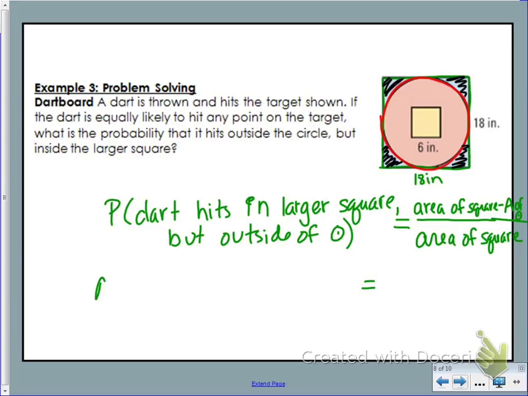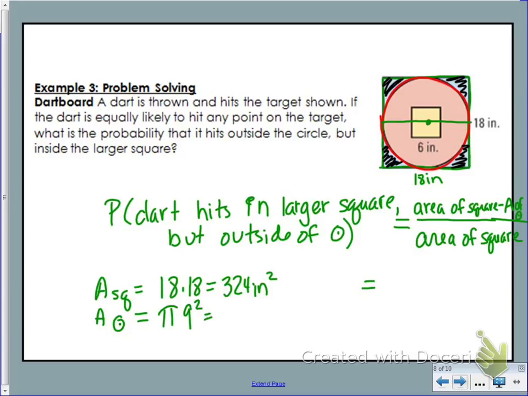So I'm just going to go over here and calculate the areas separately. The area of the square then is equal to 324 inches squared. We also need the area of the circle. So we're going to use pi r squared. In this case, the radius of the circle is going to be half the diameter. Well, the diameter is 18, so the radius would be 9. Which is approximately 254.47 square inches.